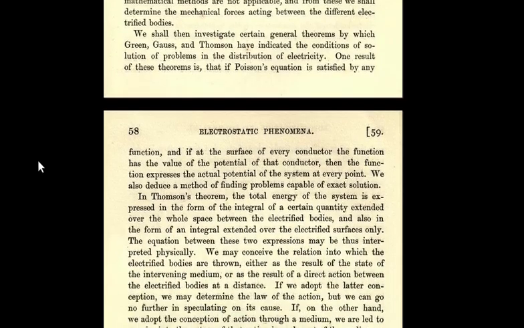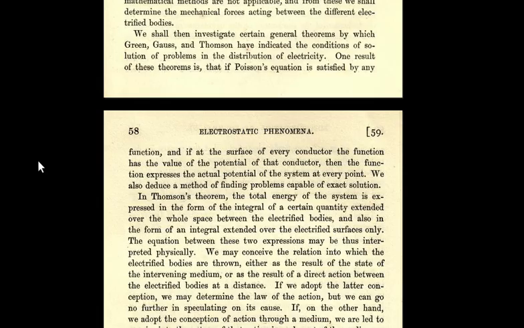One result of these investigations is that if Poisson's equation is satisfied by any function, and if at the surface of every conductor the function has the value of the potential of that conductor, then the function expresses the actual potential of the system at every point. We also deduce a method of finding problems capable of exact solution.